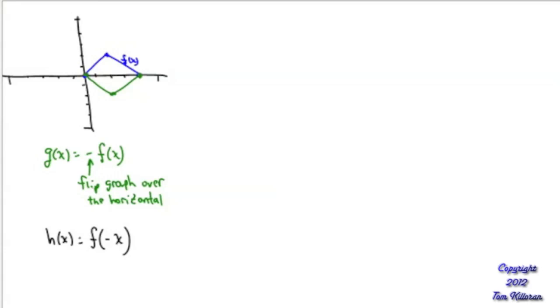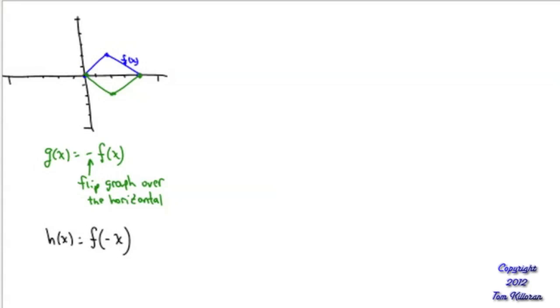So which way am I flipping? Over the... I forgot the name of this thing. The line. What line is this? That's the y-axis. In this case, it'll be the y-axis. Over the vertical.